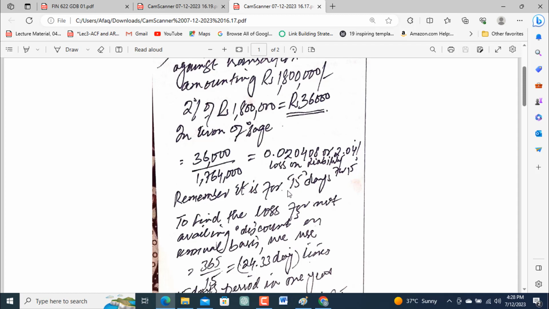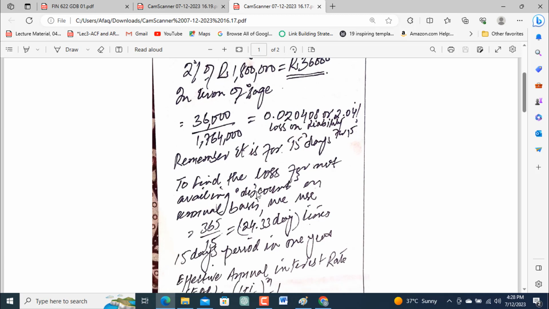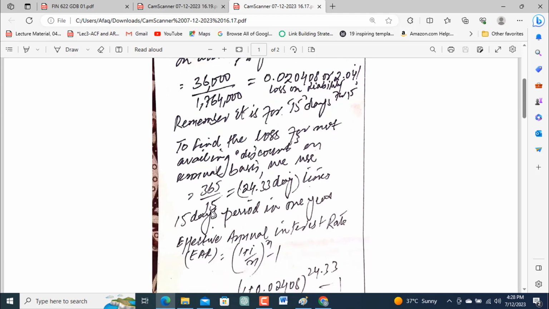Remember that this loss is related to only 15 days. To find the loss for not availing the discount on an annual basis, we find the number of periods that the company would have in 1 year. So we divide the number of days in the year, 365, by 15, which gives 24.33. It means that if company A follows the same pattern and makes payment after 30 days, it will repeat this cycle 24.33 times in a year.